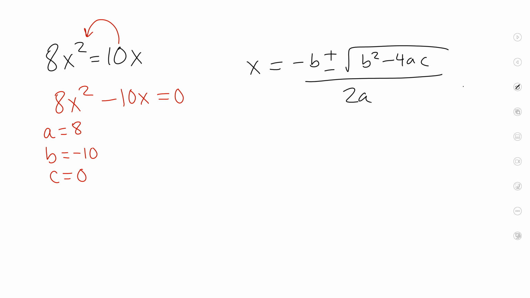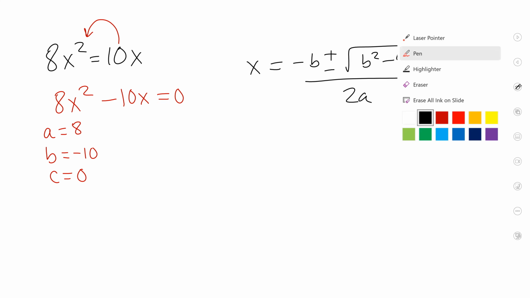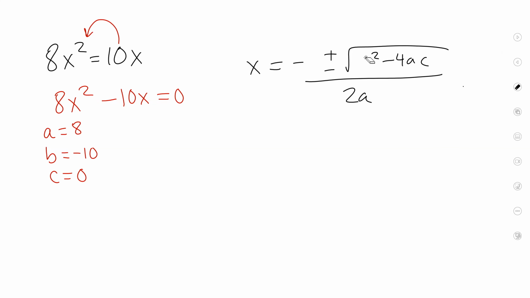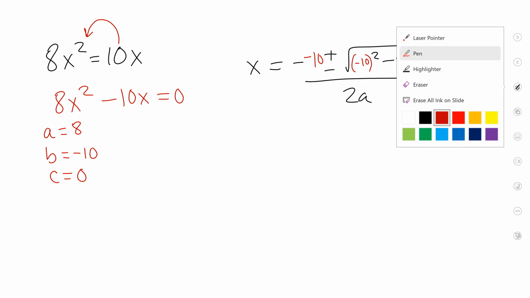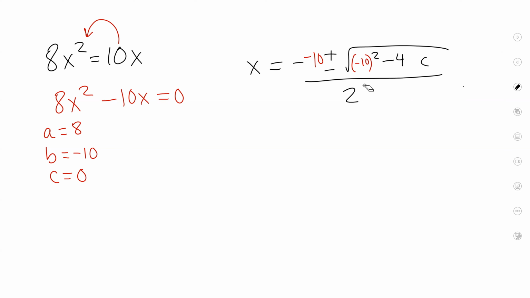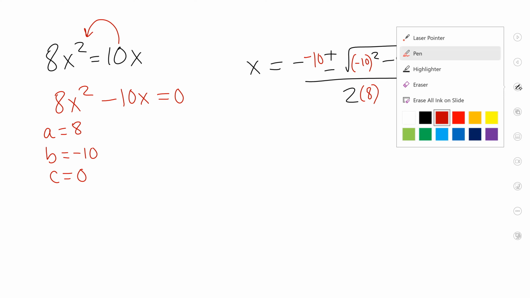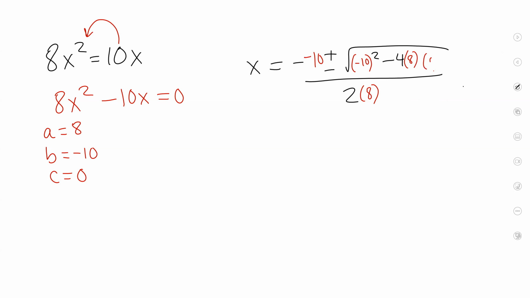And then we substitute. Okay, so I'm going to erase my b value. The b value they gave me was negative 10, so I'm going to put negative 10 and negative 10. My a value is 8, so I'm going to put in 8. And then my c value is 0, so erase that and put a 0 there. Then we just simplify.